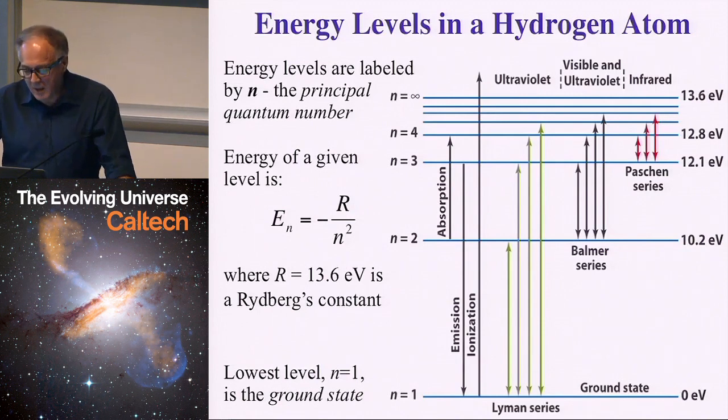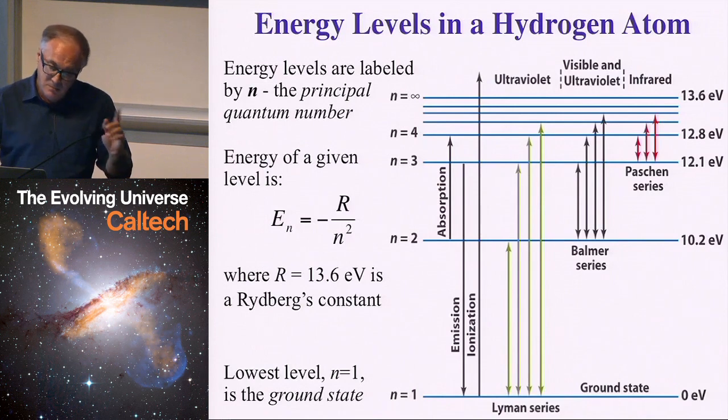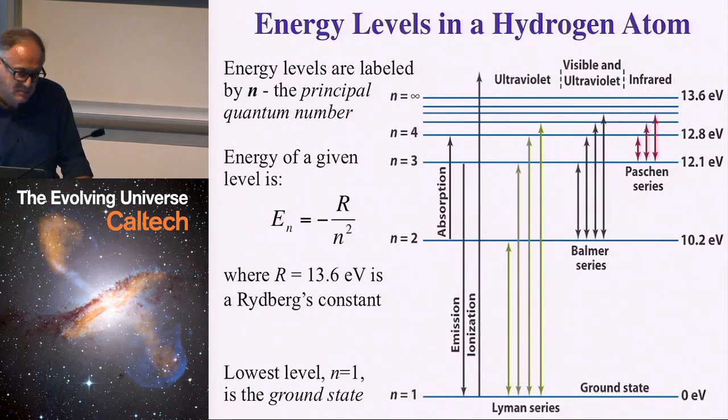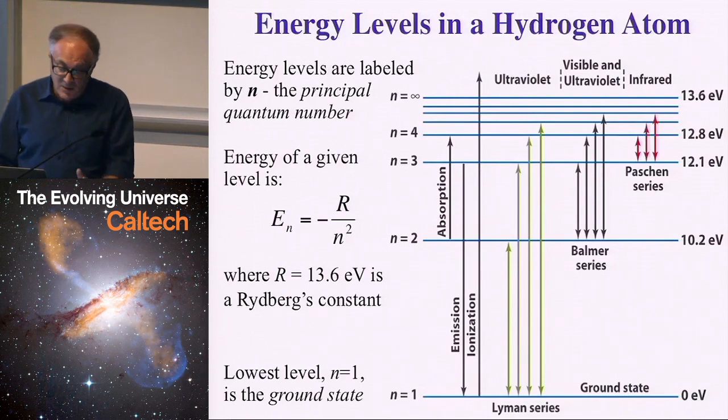Then there are fine and hyperfine transitions, but we need not go into this. So notice that energy is inversely proportional to the square of the quantum number. Therefore, the difference between the two, which corresponds to the energy of the photon, will be proportional to the difference between 1 over n1 squared minus 1 over n2 squared. And this is what Bohr figured out.